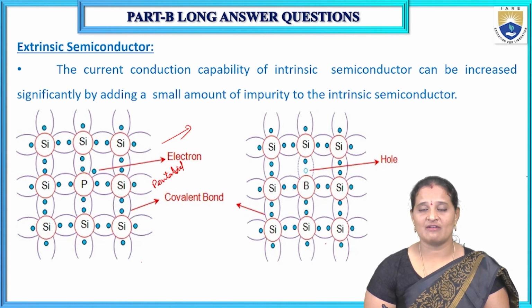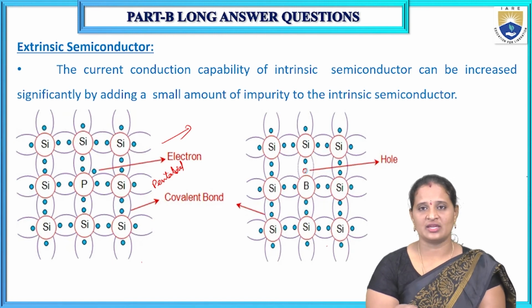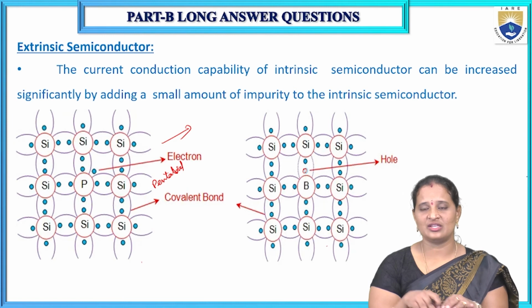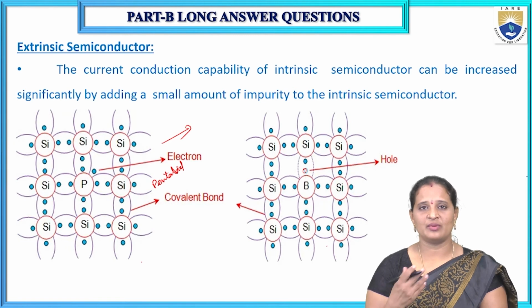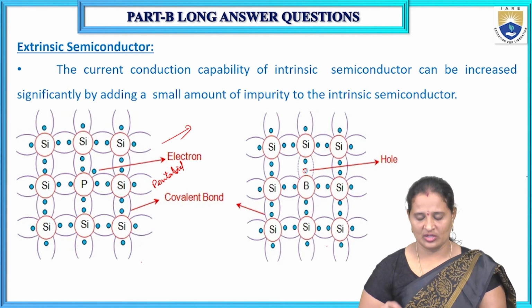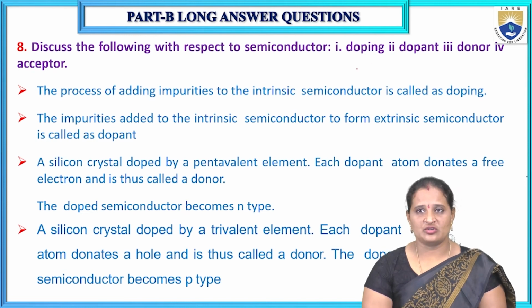Similarly, by adding trivalent impurities, holes are created, where holes are positively charged. As it has more holes, we call it positive type, or P-type semiconductor. So just draw the crystal structures and why it is so called. Just explain a few points on how the current is flowing through the N-type and P-type semiconductor so that you will be getting full marks.